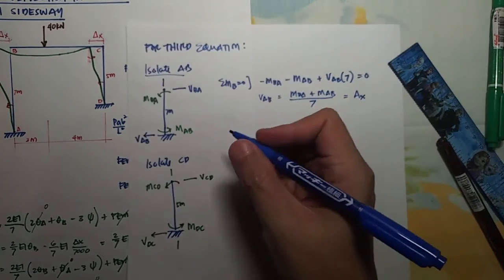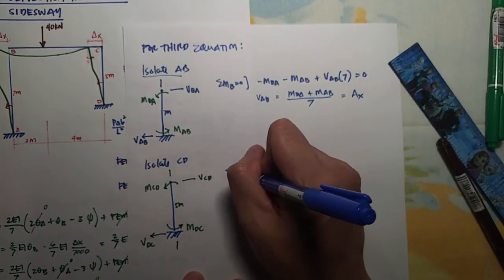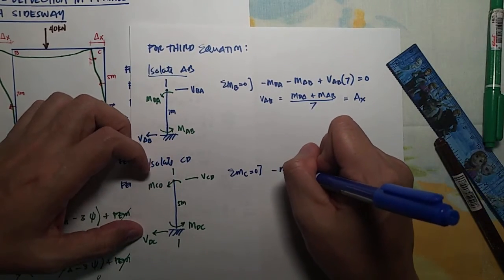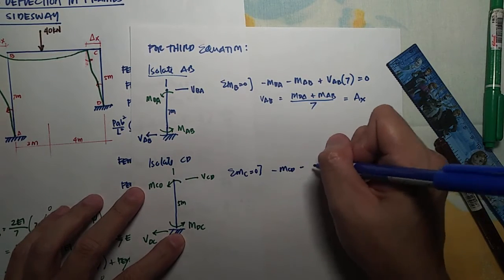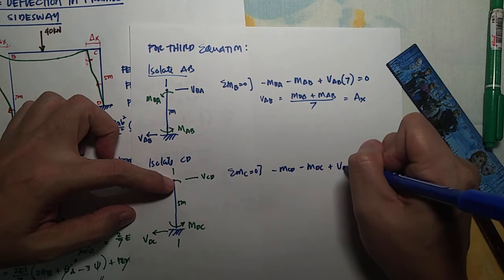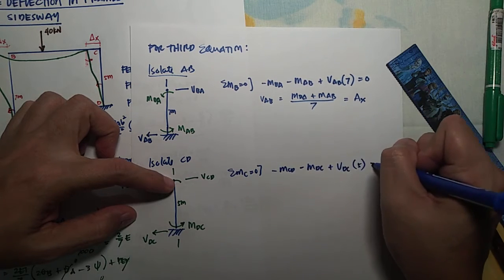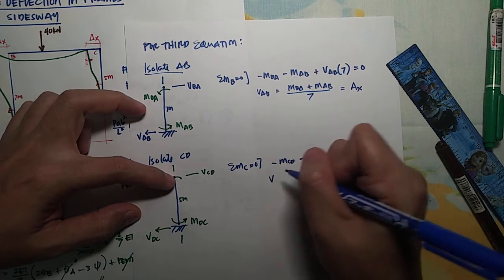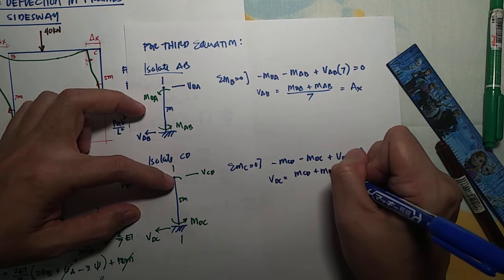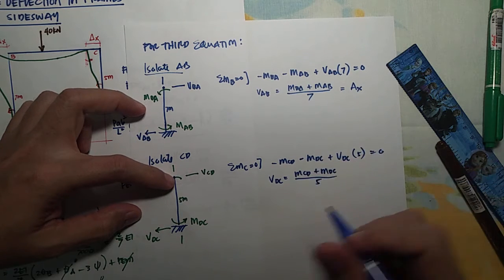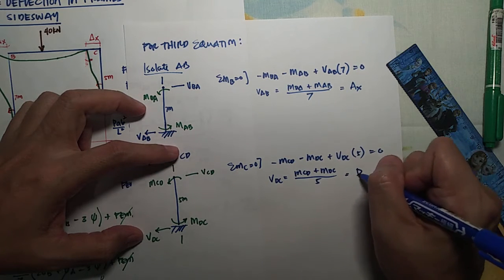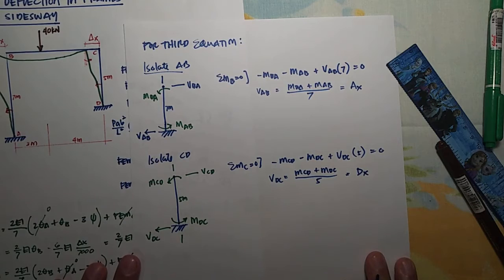Okay, but if I sum moment at C equal to 0, take moment ako rito. So I'll have negative MCD. Tapos yung moment dito, negative MDC. Then yung shear, positive shear DC, moment arm is 5, should be equal to 0. So therefore, the shear on DC is just equal to MCD plus MDC over 5. And that shear DC is actually the same with the reaction at D, horizontal, say DX.